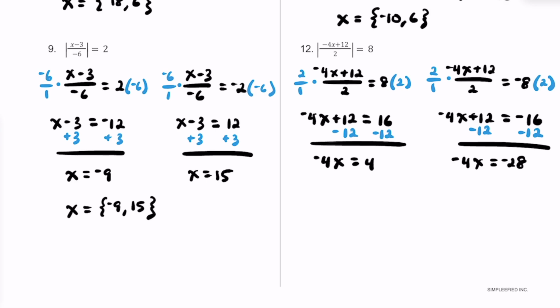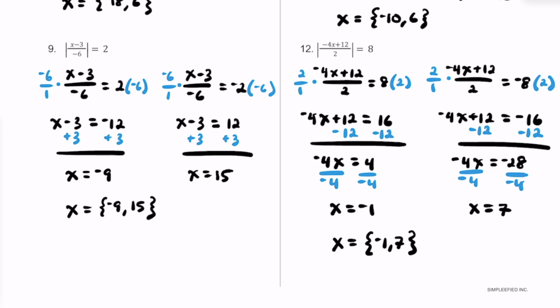Next, let's get the coefficient for x to be positive 1. We can do that by dividing both sides by negative 4. So let's go ahead and do that to both equations here. Negative 4x divided by negative 4 is positive 1x, or just x equals, and 4 divided by negative 4 is negative 1. For the equation to the right, negative 4x divided by negative 4 is going to be positive 1x, or just x equals, and negative 28 divided by negative 4 is going to be positive 7. So our two solutions for this equation are going to be x equals negative 1, but also x could be equal to positive 7.